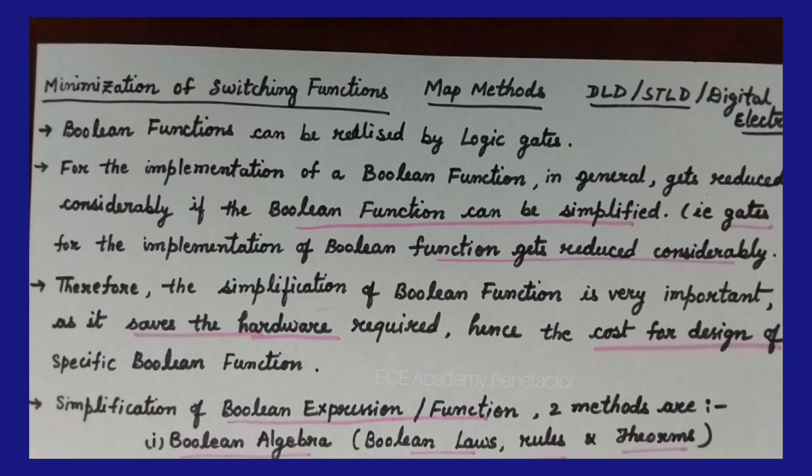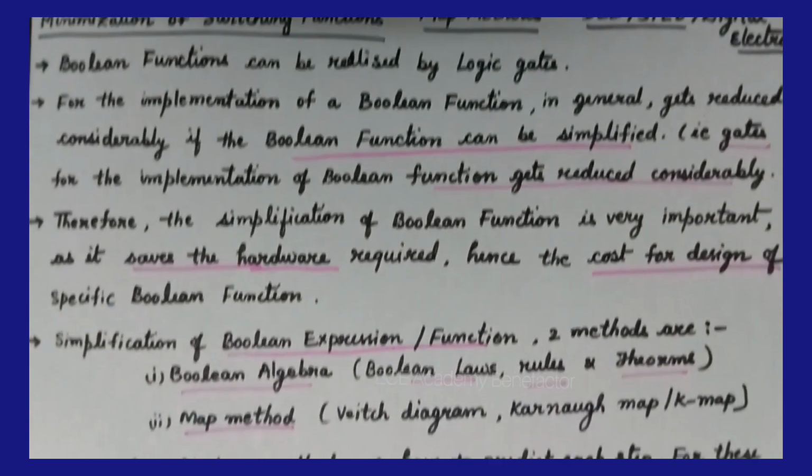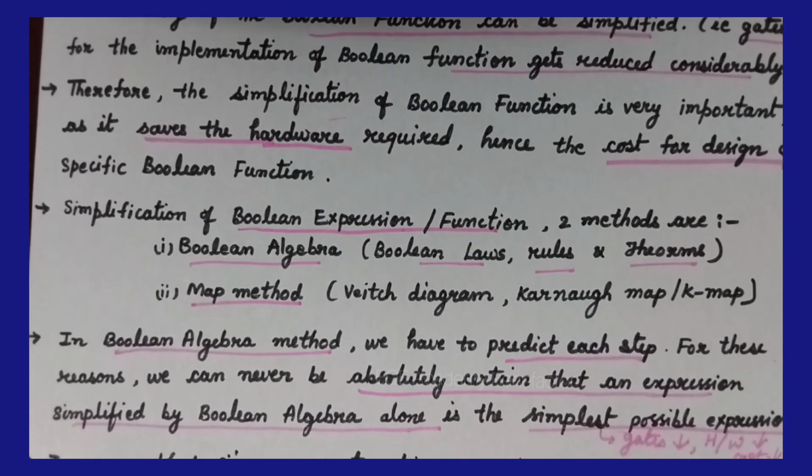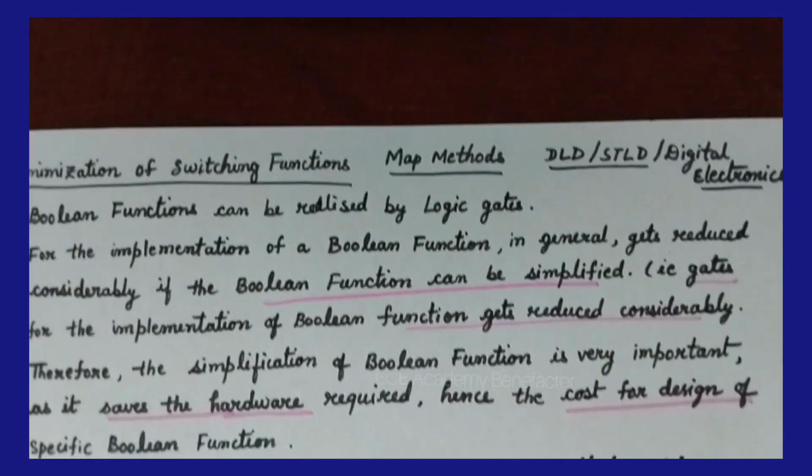The Boolean functions are to be simplified for realizing them using logic gates. Why do they need to be simplified? To have fewer gates, so that the hardware design requires fewer gates and hence the cost of the hardware is reduced, which makes the work cost effective. So simplifying or minimizing the Boolean function can be done either by Boolean algebra using Boolean laws, rules and theorems, or by the K-map method, which is a more systematic approach. We'll see how to solve problems using the K-map method in the next class. Thank you. All the best.